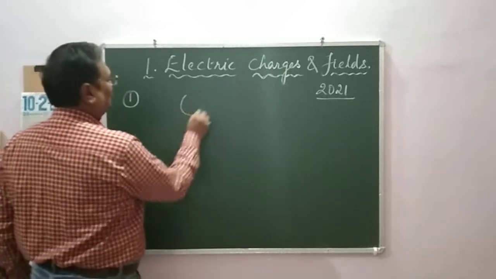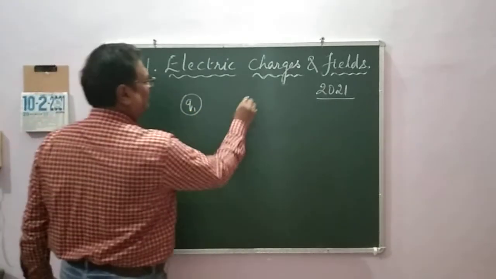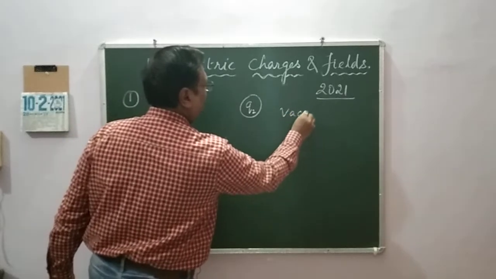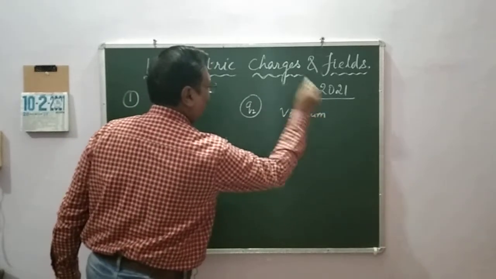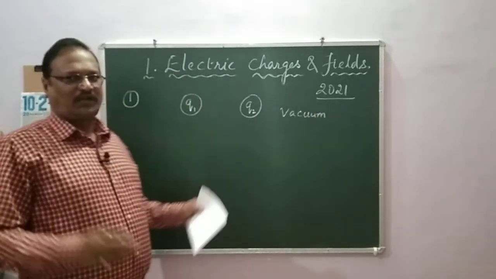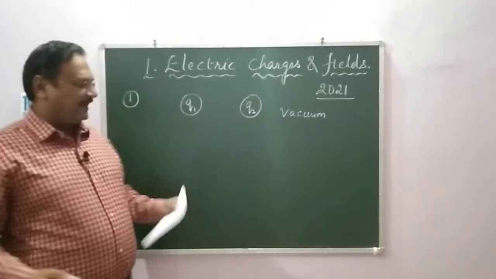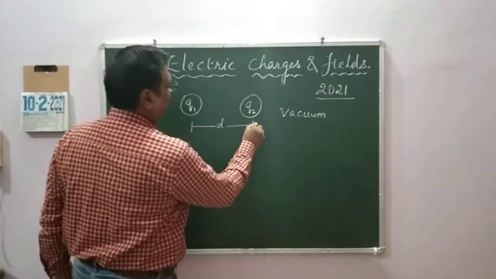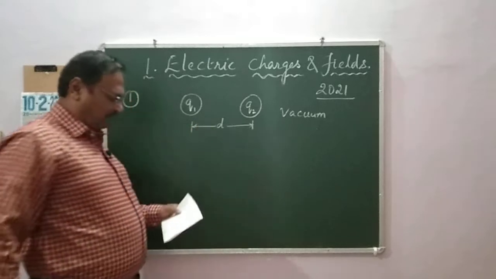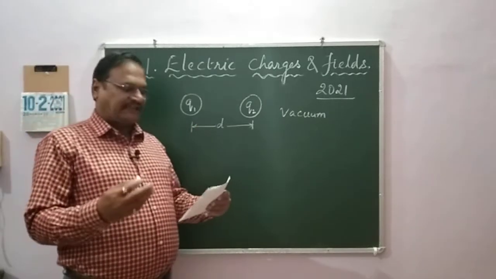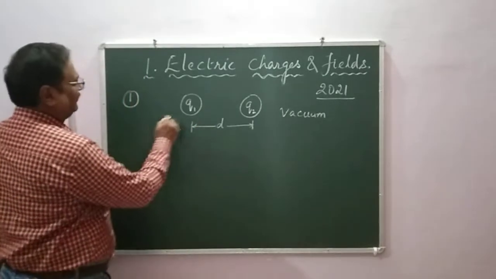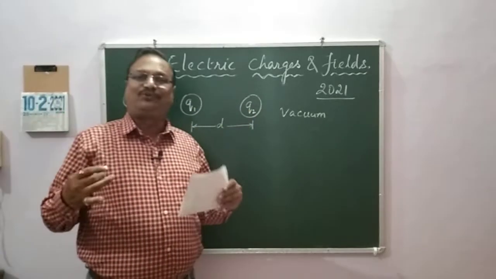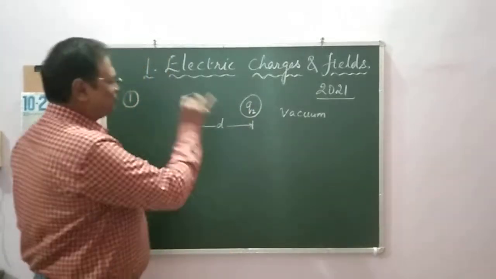Now we have two charges Q1 and Q2. They are placed in vacuum. See, either you place it in vacuum or in air, it is more or less one and the same. And the distance of separation between them is d. Now, the force acting between them, whether it is attractive or repulsive we don't know, but there is a force acting.